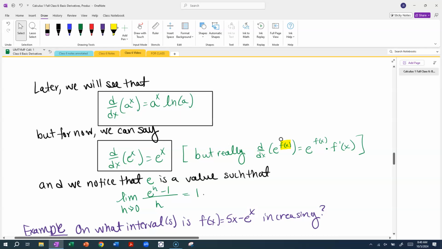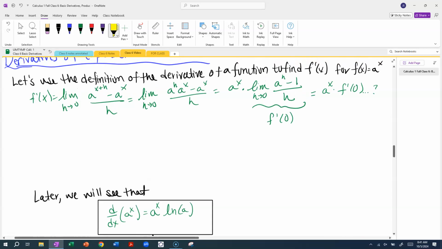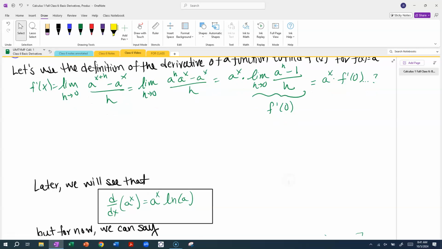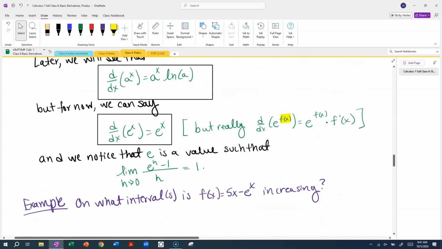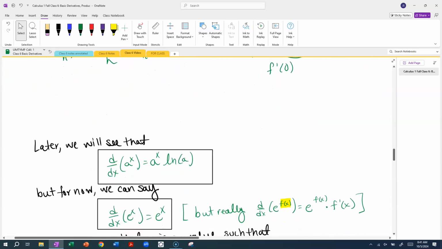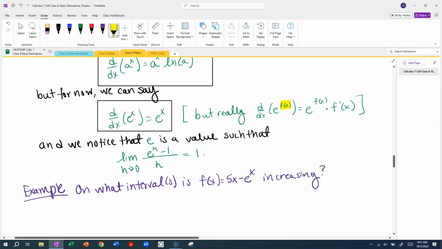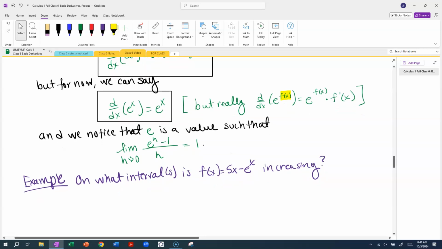We can also make this connection because of what we saw before, that the derivative of the general exponential function is a to the x times f prime of 0. Then what we're really saying is that we need that to be 1, since the derivative is just e to the x, so e is the special number that makes this true. That's kind of fun. It's another way to define e.